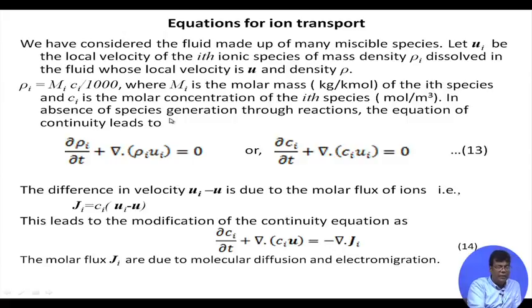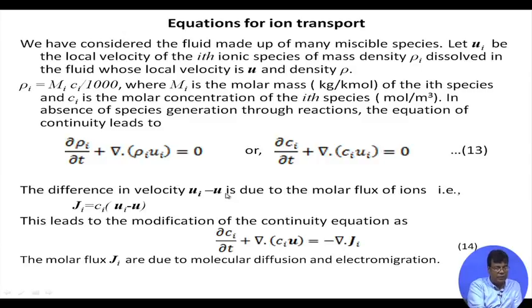Now, if there is no way to generate the ionic species, that is, in the absence of any reactions, then each of these ionic species will satisfy the equation of continuity, where rho i is the mass density and u i its velocity. So, in terms of the molar concentration, we can write this equation in this equation 13 form. Okay. Now, this u i may not be equal to u, because different ionic species may have different velocities other than the local fluid velocity. So, there will be a difference u i minus u.